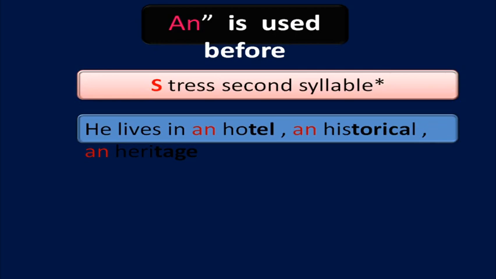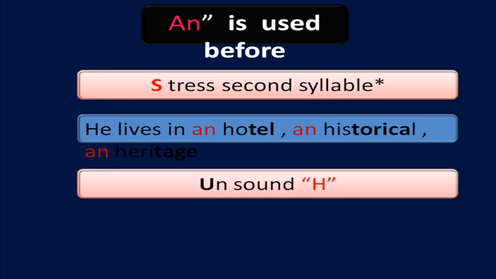Stress on the second syllable: he lives in an hotel. Here, second syllable, right? Hotel. We are stressing tel. He lives in an hotel. So we put pressure on the second syllable, right? This is called stress. Historical. Here we are stressing the second syllable, his-TOR-ical. And heritage. This is stressing, we are stressing the second syllable, right?